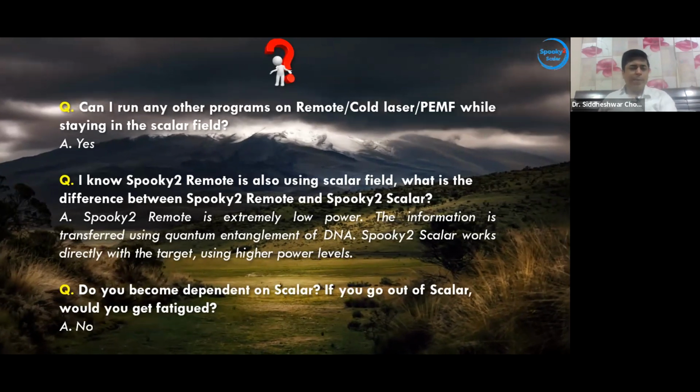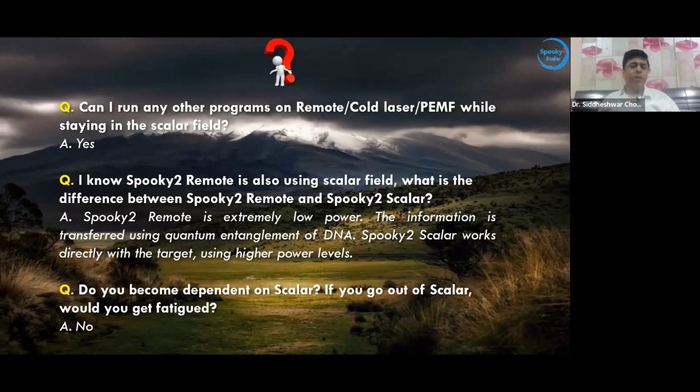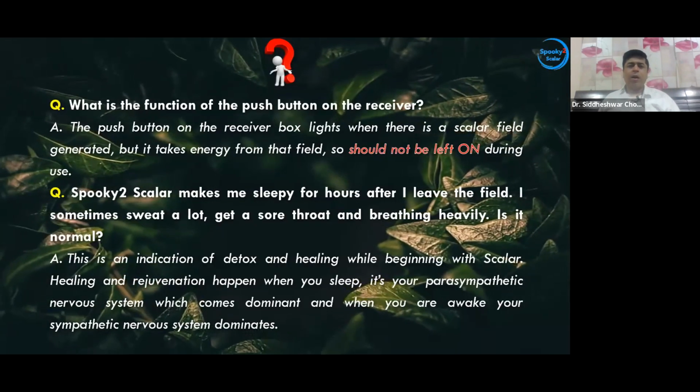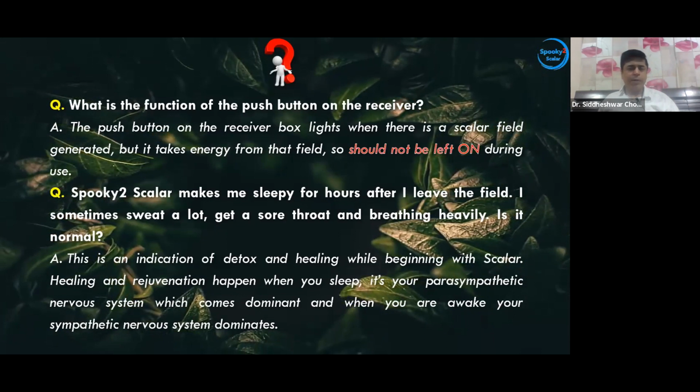Do we become dependent on scalar? If we go out of scalar, would you get fatigued? Absolutely no. Okay, function of the push button on the receiver, I already discussed this. Spooky2 Scalar makes me sleepy for hours after I leave the field. I sometimes sweat a lot, get a sore throat and breathe heavily. Is it normal? Of course it is normal.